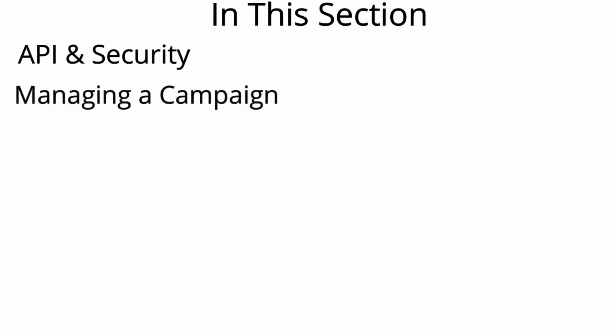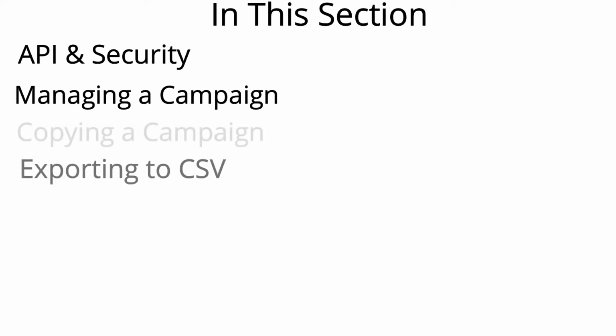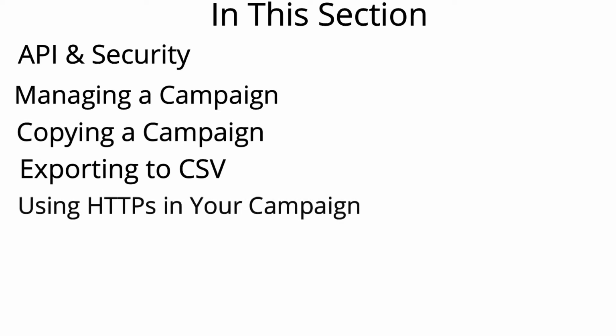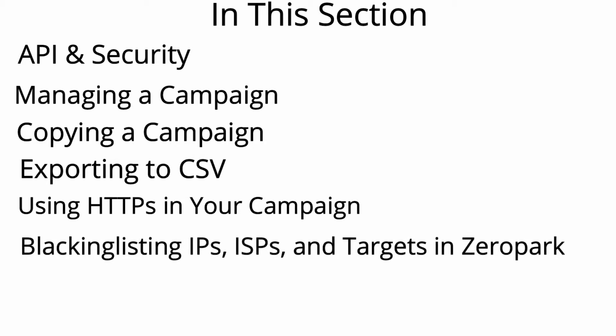So what we're going to focus on first is going to be API and security. And then next we're going to dive deeper into managing a campaign, and then how to copy a campaign, exporting to CSV files whenever you're ready to work in bulk a little faster, and using HTTPS in your campaigns. We're going to talk about why that's important. And we're going to dive into blacklisting, IPs, ISPs, and targets in Zeropark.